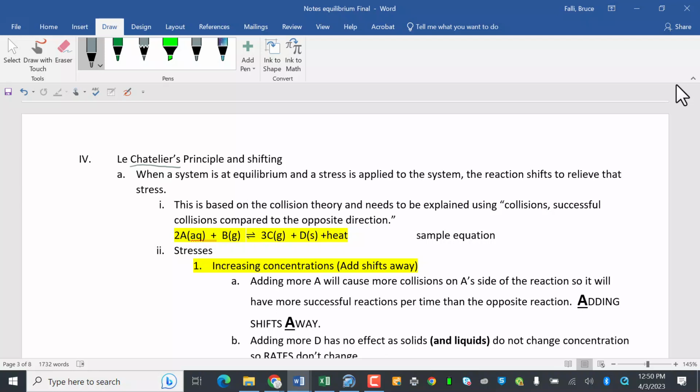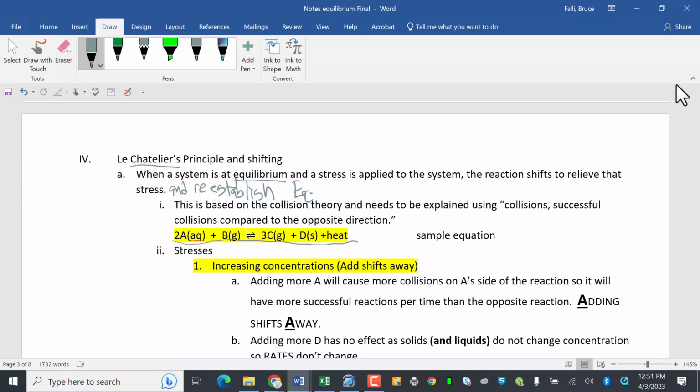When a system is at equilibrium and a stress is applied to the system, the reaction shifts to relieve that stress and reestablish EQ. Remember, last time I told you EQ is the abbreviation for equilibrium. Such a long word, so get used to using that. This is based on collision theory, which needs to be explained using successful collisions compared to the opposite direction. So here's a sample equation, 2AB.